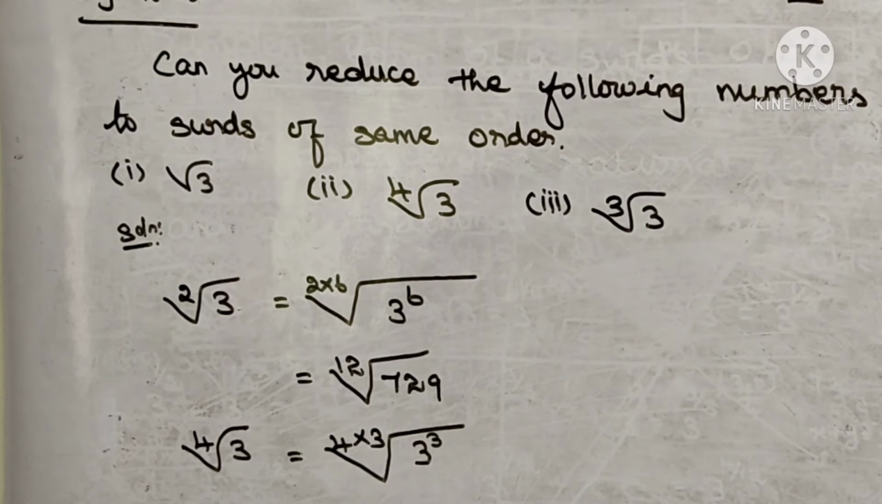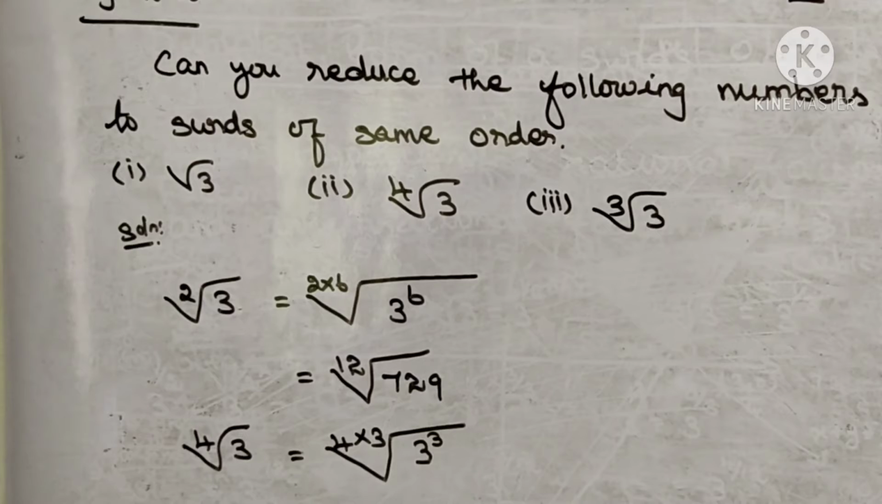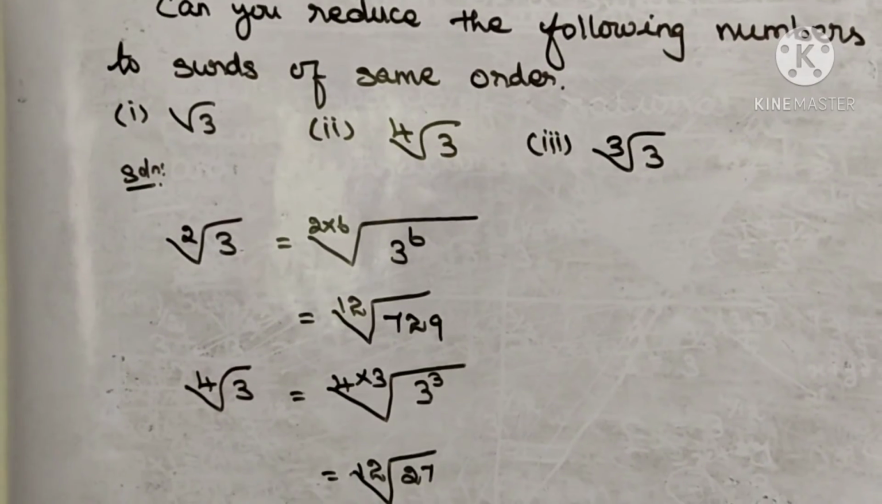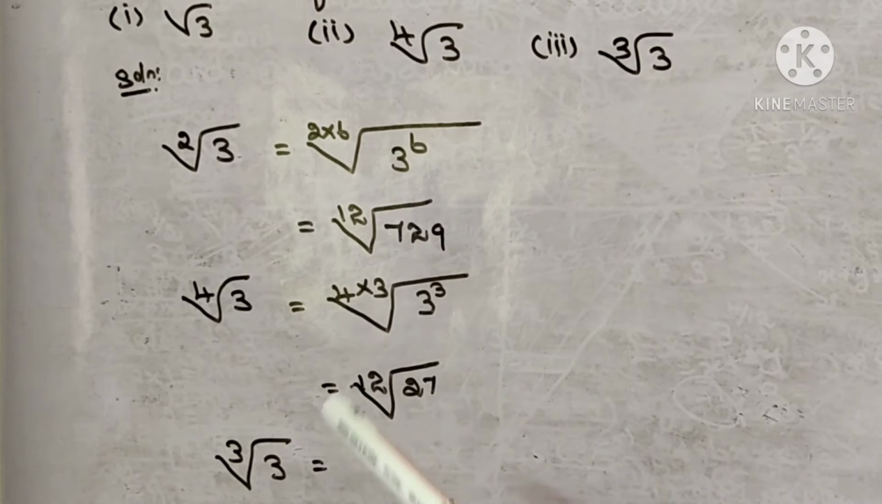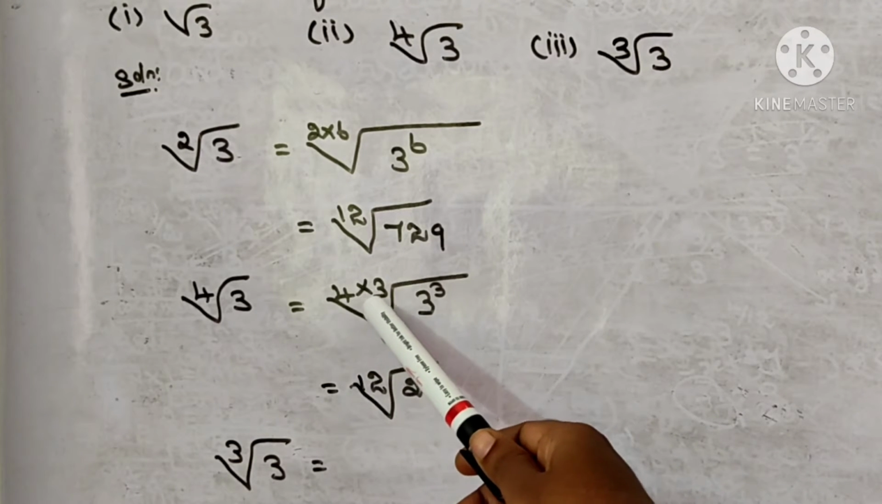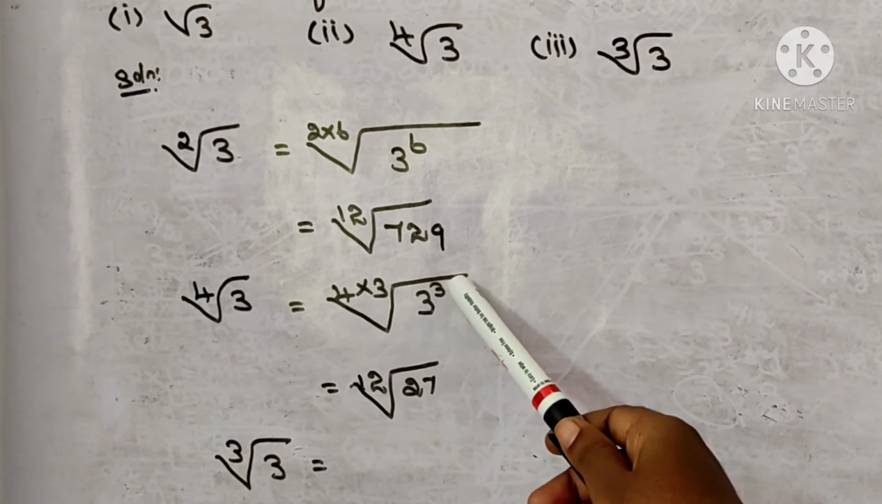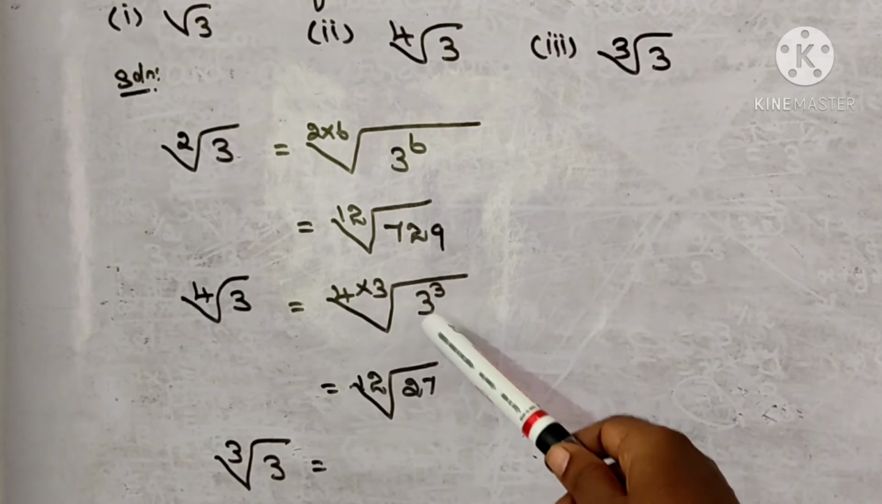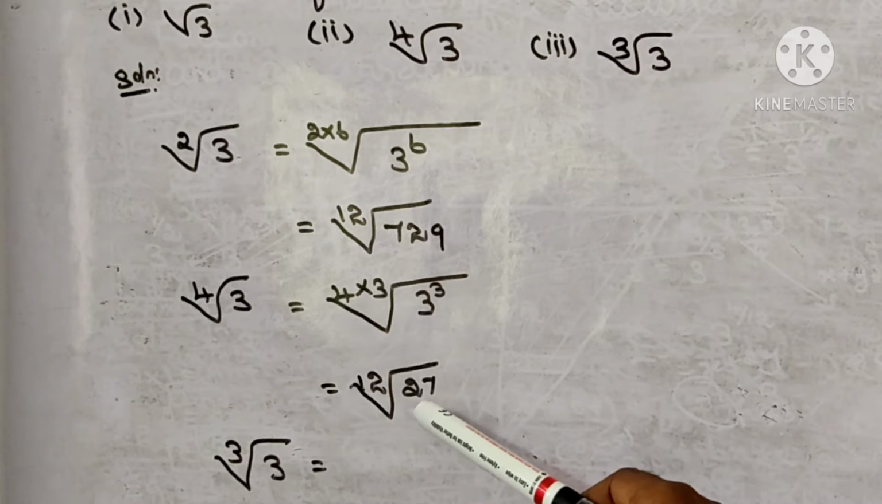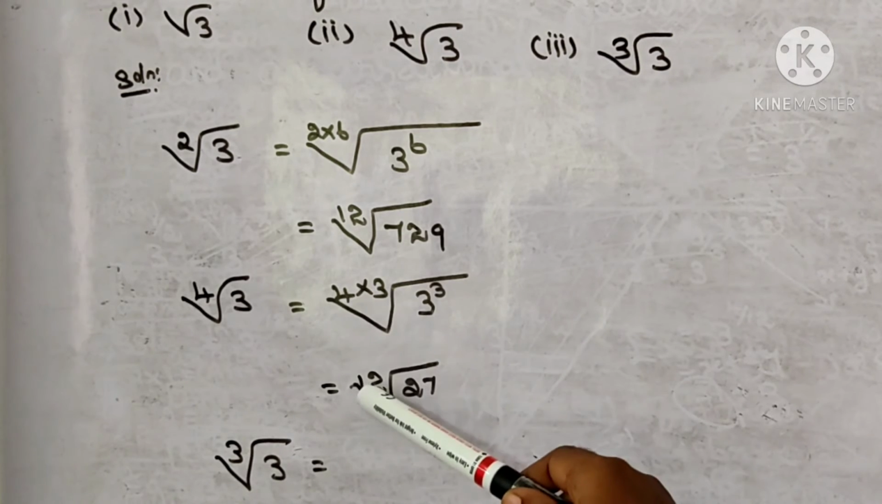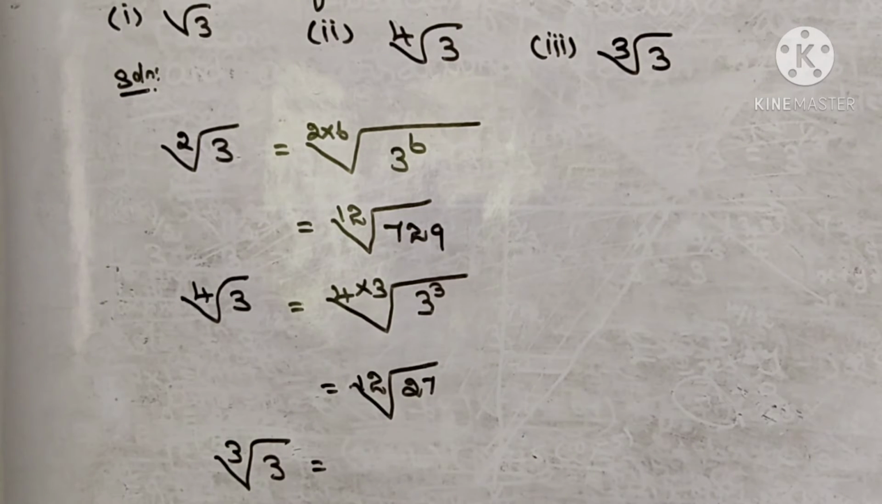We get it. And the second is the 4th root of 3. The 4th root of 3, we want the 12th root. So we multiply the index by 3 and raise the power inside the root by 3 also. So here 3 cubed is 27. We get the order 12. Okay, 12th root of 27.